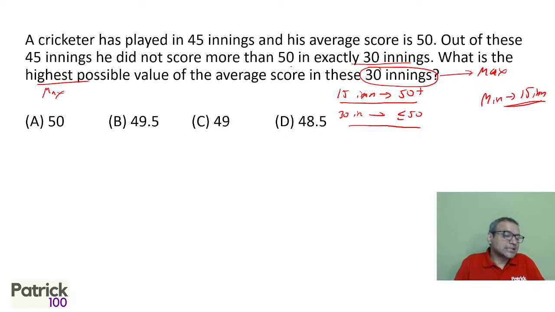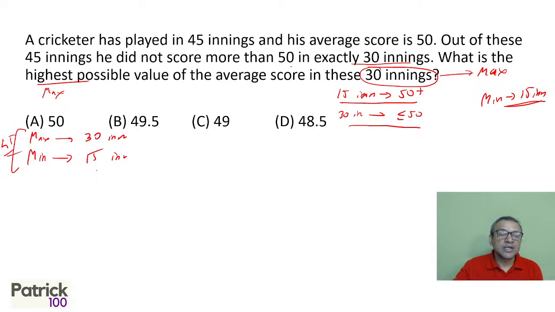Let me explain. As I said, it's not easy. Maximum and minimum is always confusing and tough. If I want to maximize something, I have to minimize everything else. So I have to minimize in the 15 innings. There are 45 innings in total. If I have to maximize in the 30 innings, I have to minimize in the 15 innings. So what is the minimum value in these 15 innings? He can score 51 in each of these 15 innings.